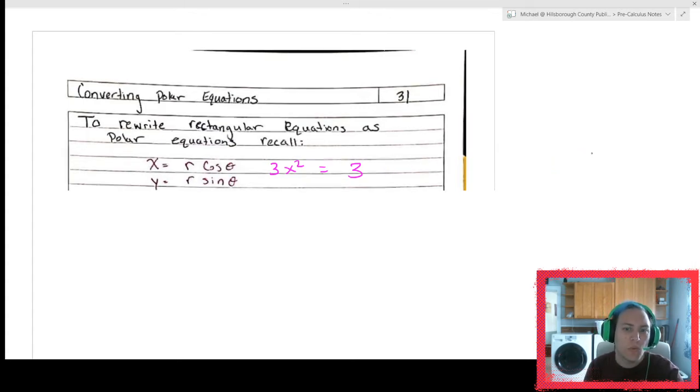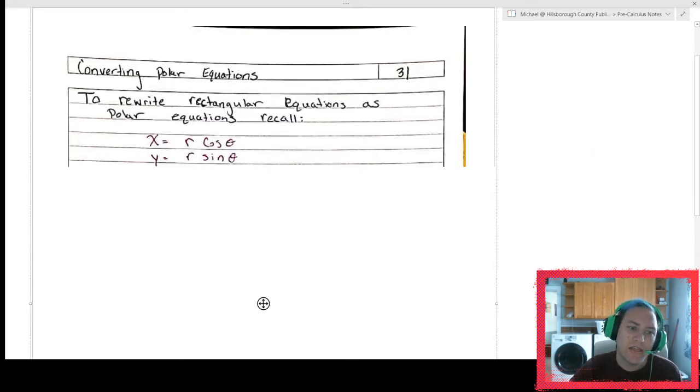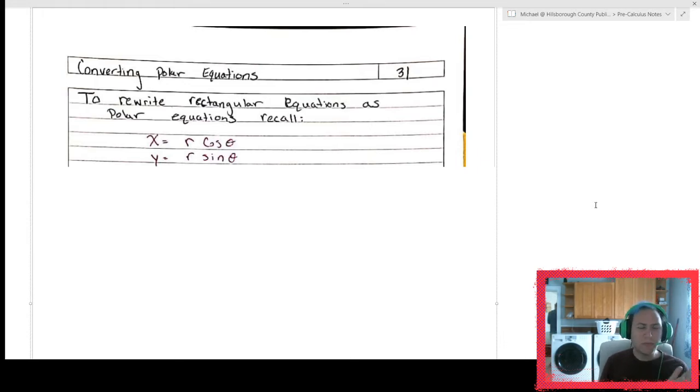And then anywhere you see a y, you're going to plug in r sine of theta. Those things also probably look familiar because that's what we used when we were talking about solving magnitudes and changing magnitudes into their different forms. So again, anywhere you see an x, put in r cosine of theta, and anywhere you see a y, put in r sine of theta.